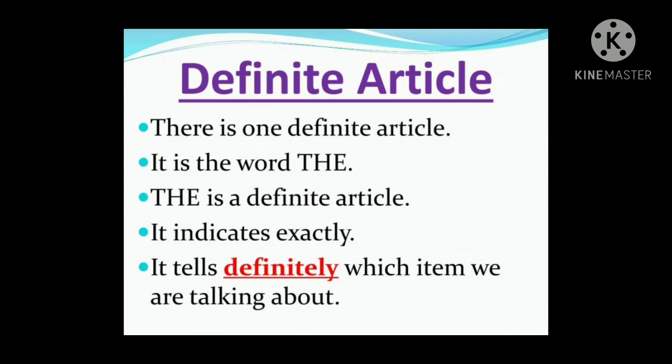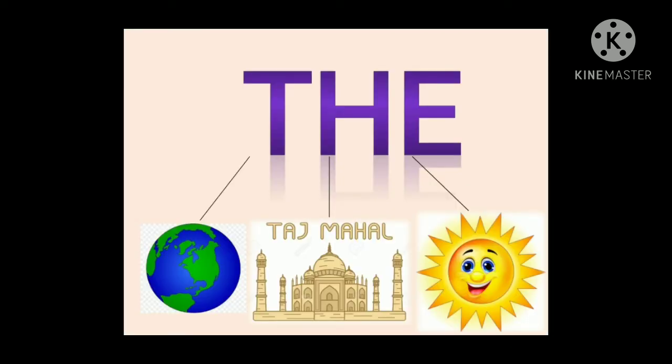Let us begin with the definite article now. There is one definite article, the word the. The is a definite article. It tells definitely which item we are talking about. So when we use the, we are talking about a specific thing, person or place. Let us see examples: the earth, the Taj Mahal, the sun.